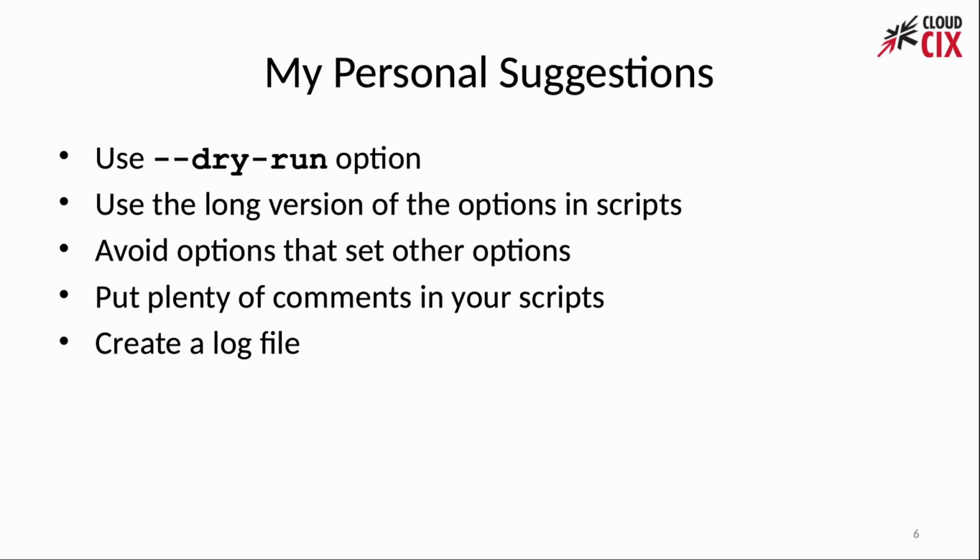For future readability and when writing automation scripts, I suggest you use the long option. On the command line in day-to-day use, the short option is fine. If you're going to write a script that needs to be read by somebody else, I suggest you use the long option. Until you know exactly what the options do, avoid options that set other options. I mean, -a is just one example, but there are other single-letter options that set multiple options. Put plenty of comments in your scripts, and always create a log file.